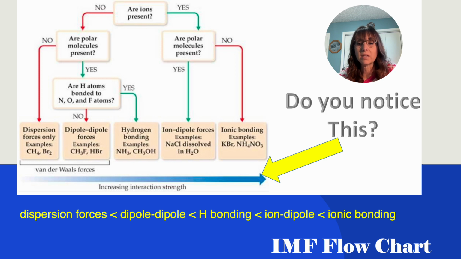Now, I don't know if you noticed at the bottom of that flow chart, but it says increasing interaction strength. In other words, your dispersion forces are the weakest, ionic bonds are going to be the strongest. So I went ahead and rewrote that down below. Dispersion forces are weaker than dipole-dipole, which are weaker than hydrogen bonds, which are weaker than ion-dipole, which are weaker than ionic bonds.